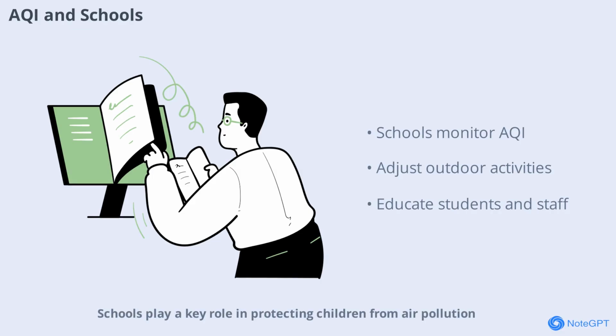Schools play a key role in protecting children from air pollution. Many schools monitor AQI levels and adjust outdoor activities, such as recess or sports, based on current conditions. Some schools have air filtration systems to improve indoor air quality. Educating students and staff about the AQI helps everyone stay safe and healthy, especially during pollution events like wildfires or smog.